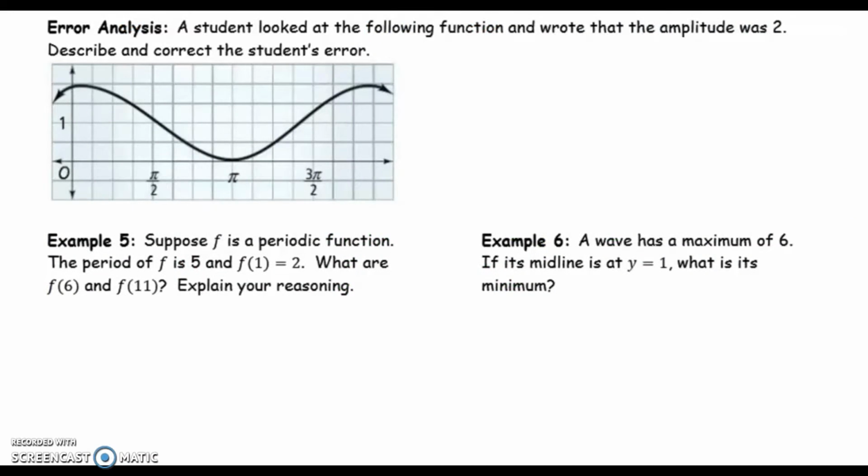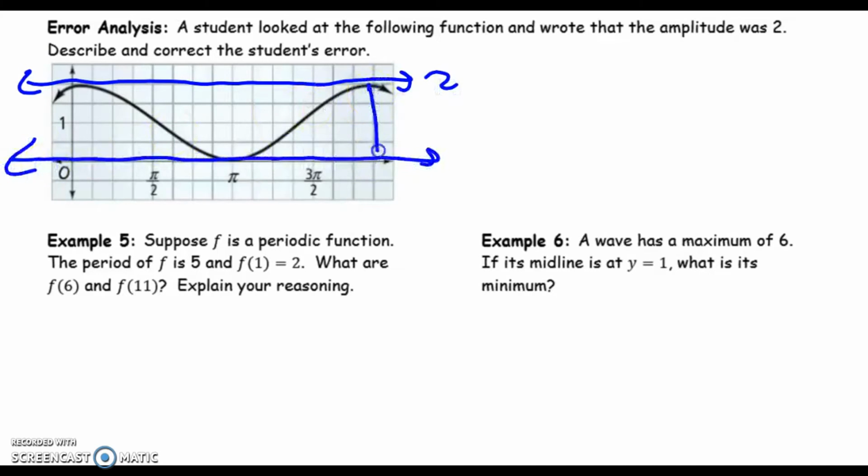A couple more. Error analysis. A student looked at the following function and wrote that the amplitude was 2. Describe and correct the student's error. So probably what happened here, we don't actually know, we can't read people's minds, but I'm looking at a max here of 2. So the difference between the min and the max is 2, but the amplitude is supposed to be the difference between the midline and the maximum, or the midline and the minimum. So your amplitude here should really just have been 1.